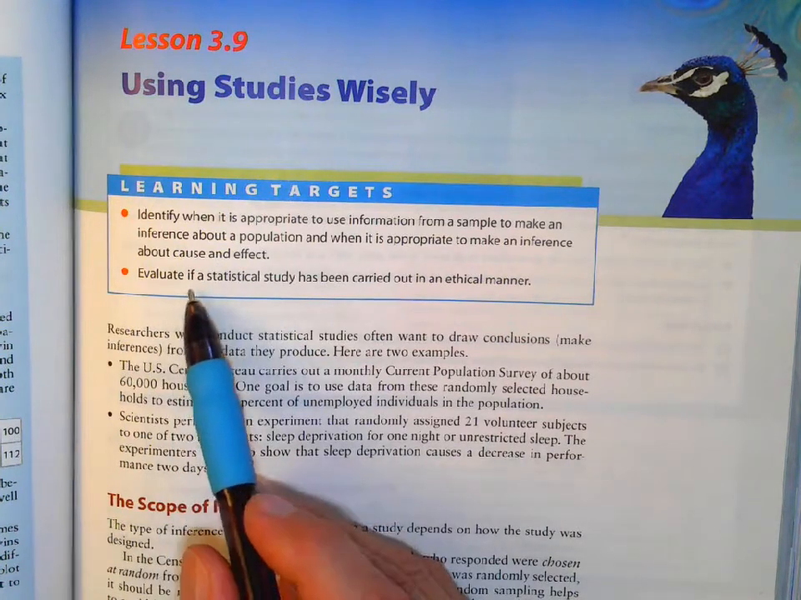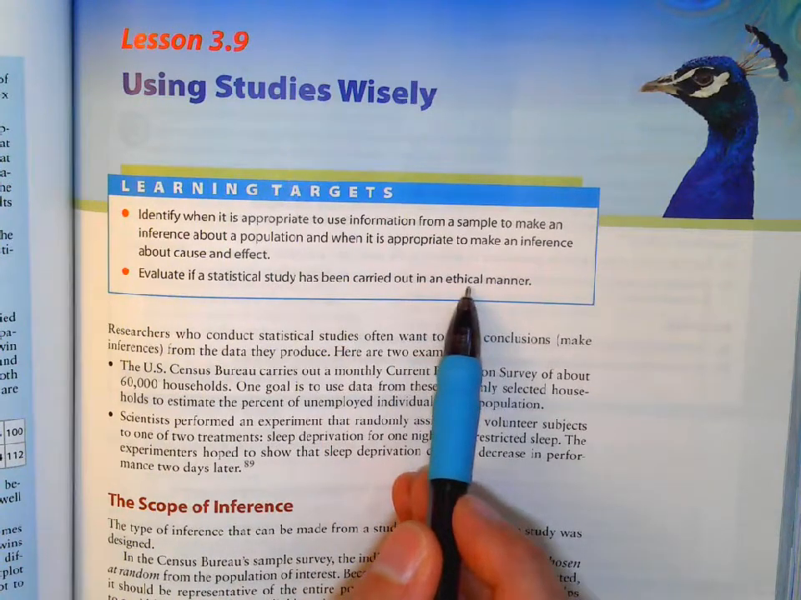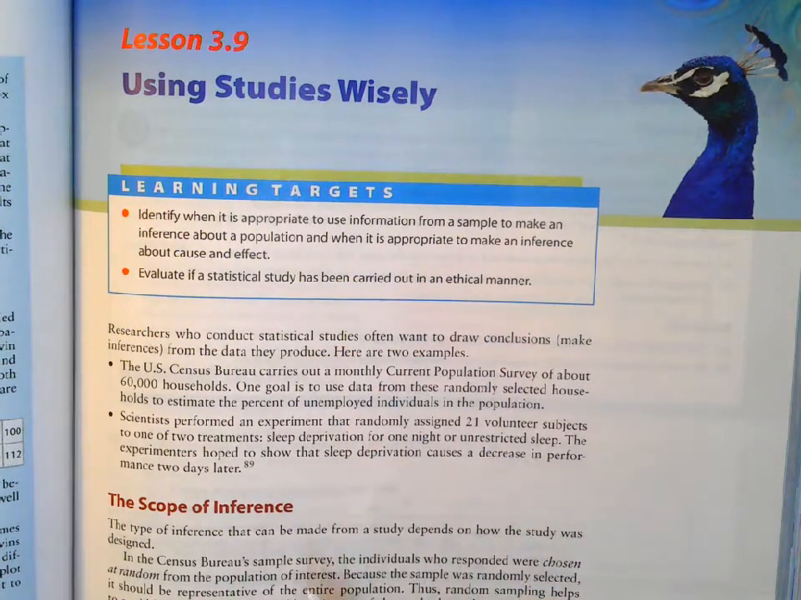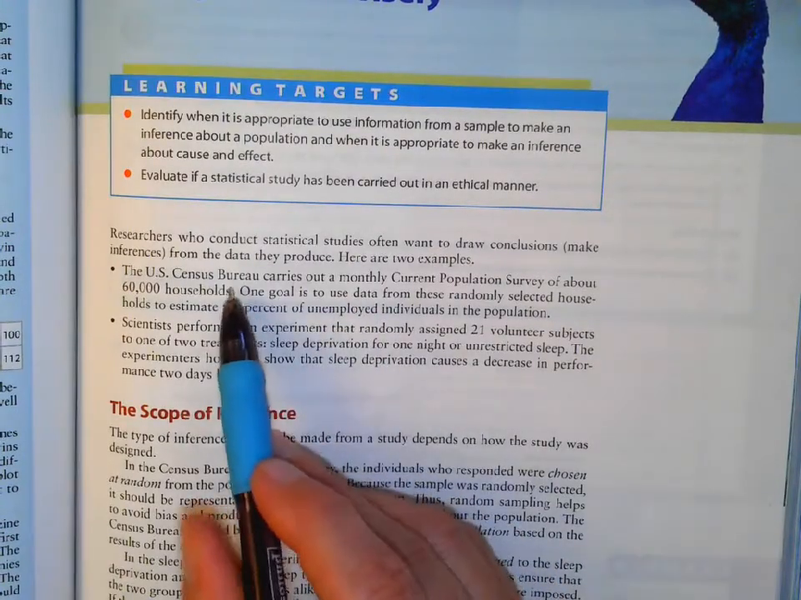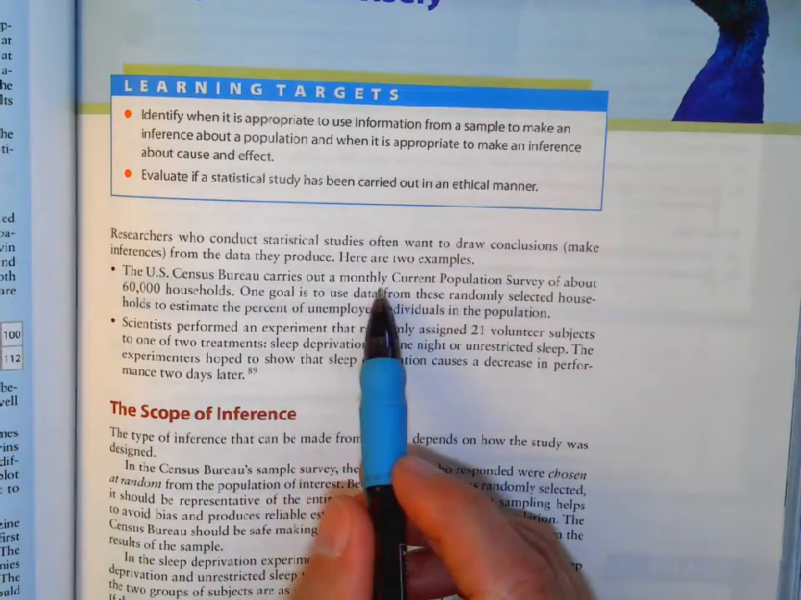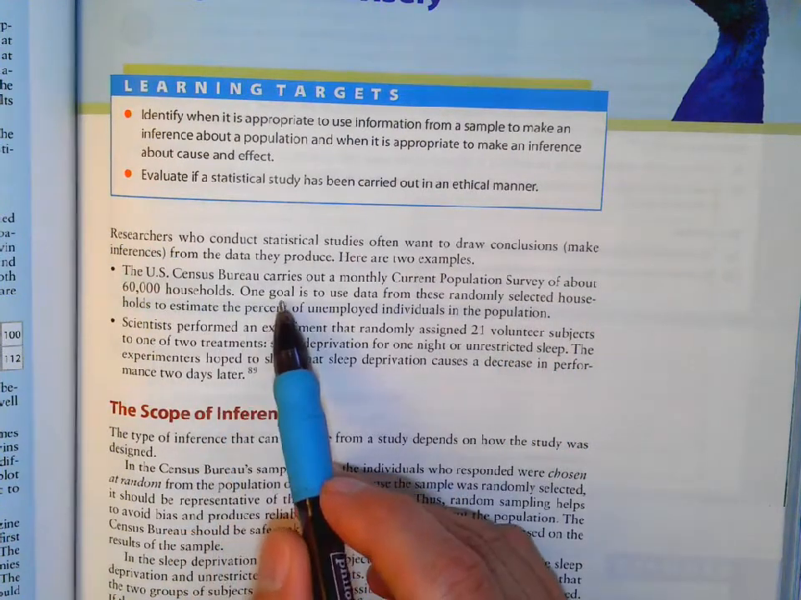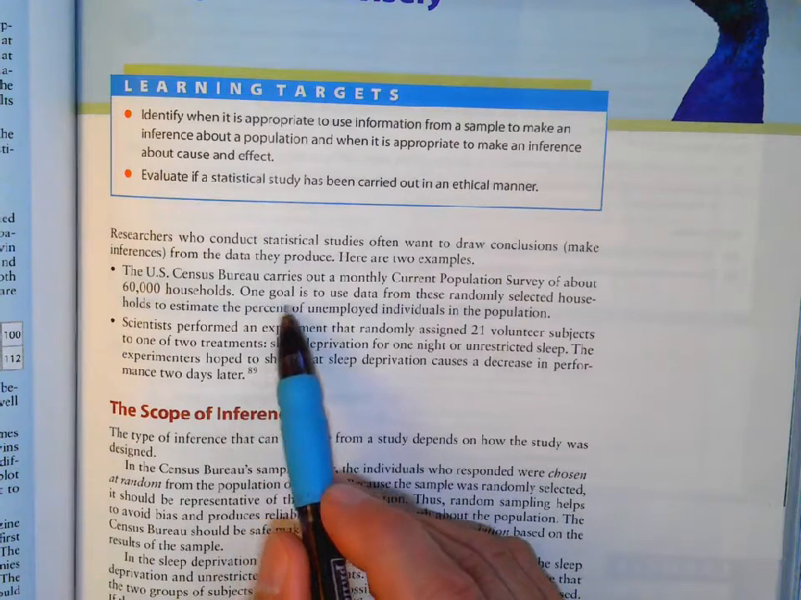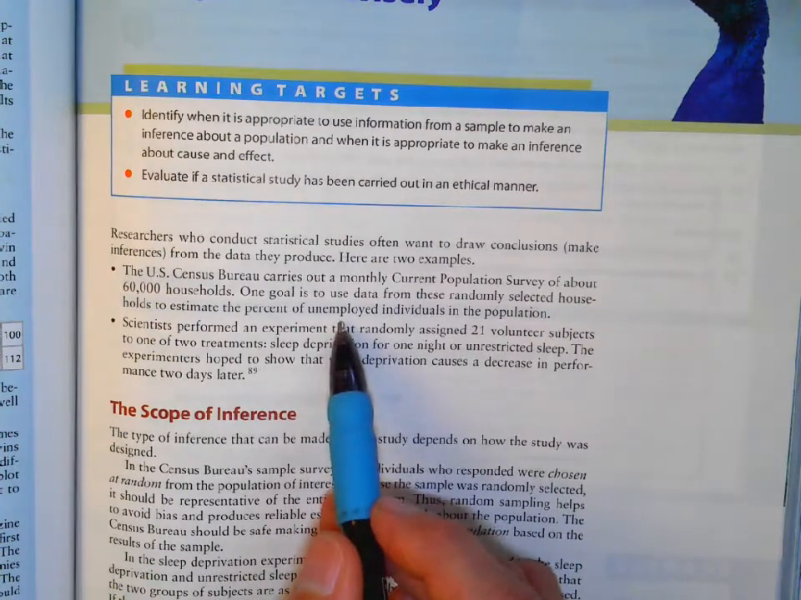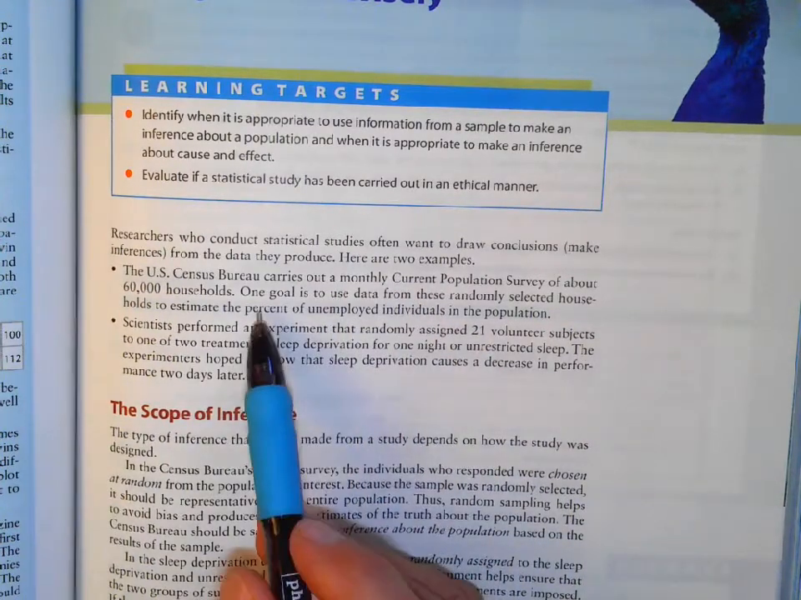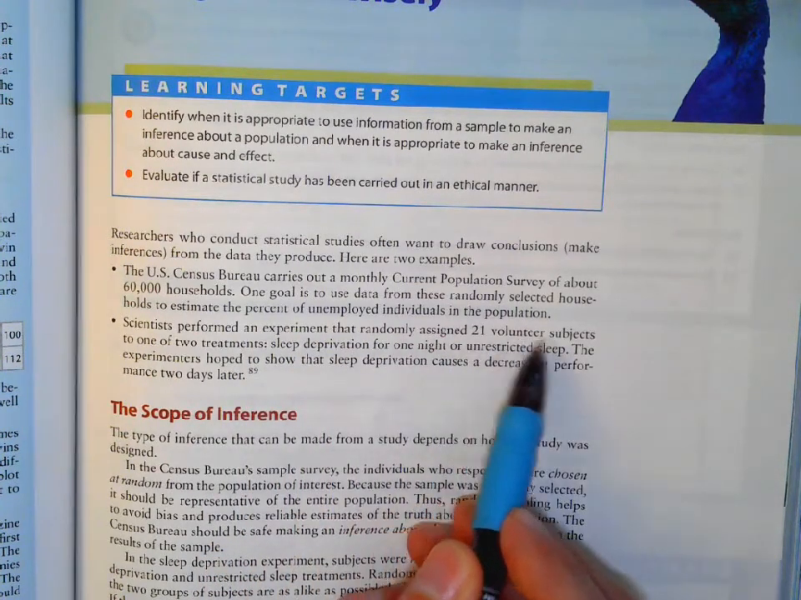And then next, we want to evaluate if a certain study has been carried out in an ethical manner, which is somewhat controversial sometimes. So here are some examples. Here's one survey. The U.S. Census Bureau carries out a monthly current population survey of about 60,000 households. They do that every month. One goal is to use the data from the randomly selected households to estimate the percent that are unemployed in the population.